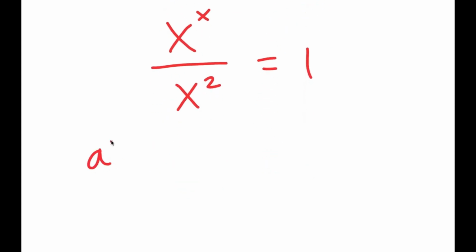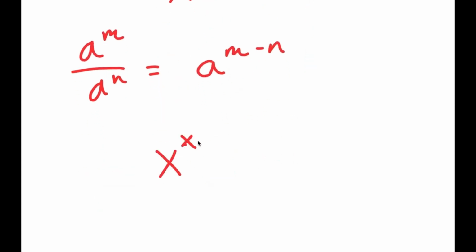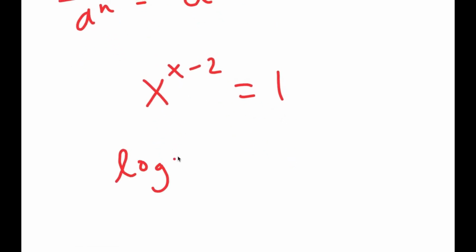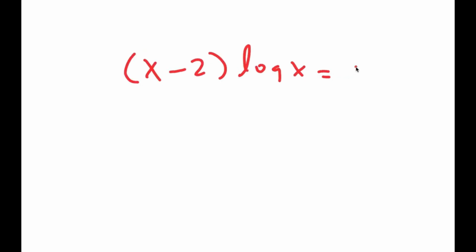Now I'm going to use the property a to the power of m over a to the power of n is equal to a to the power of m minus n. So this turns into x to the power of x minus 2 is equal to 1. Now I'm going to take the log on both sides, so I get log of x to the power of x minus 2 is equal to log of 1. So this means that x minus 2 times log x is equal to 0.